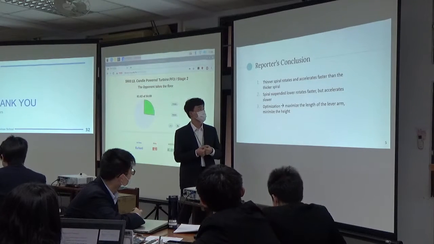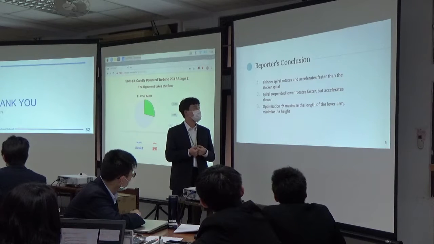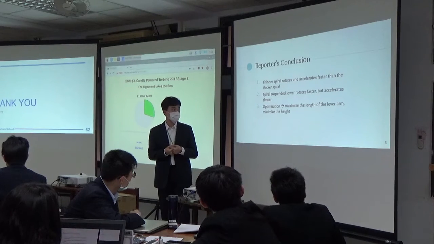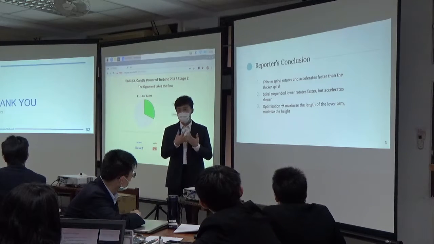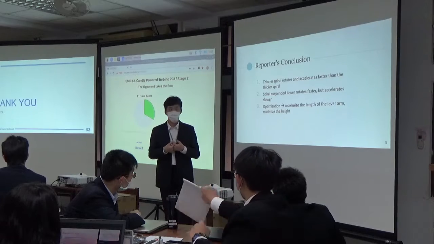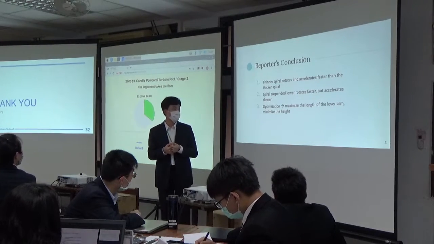And their conclusion stated that a thinner spiral rotates and accelerates faster than a thicker spiral. And a spiral suspended lower rotates faster but accelerates slower. And for the maximum optimization of the torque, they set to maximize the length of the lever arm and minimize the height.